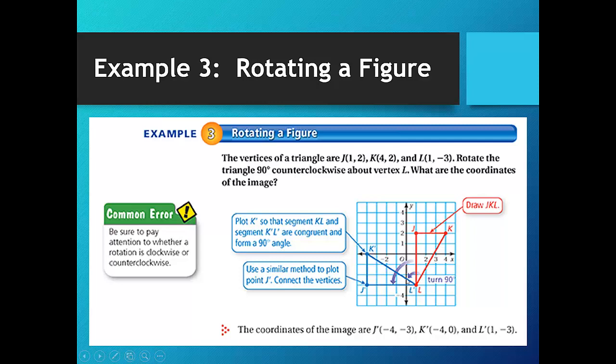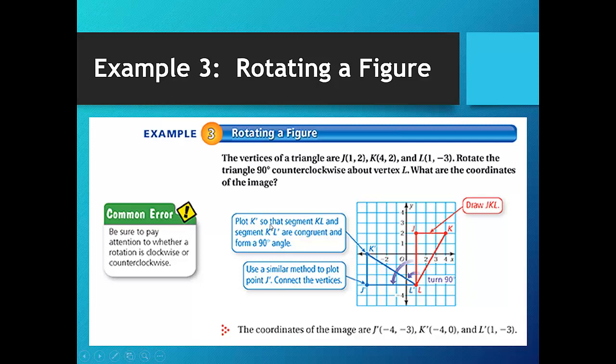So we first want to draw JKL. We want to do 90 degrees, so it's going to be 1/4 of a turn, and we want it to be counterclockwise. L is going to stay in the same place because we're doing it about vertex L. So then we're going to take J and rotate it down, and so J prime would then be at -4, -3. And then K, when it rotates down, K prime would be at -4, 0.